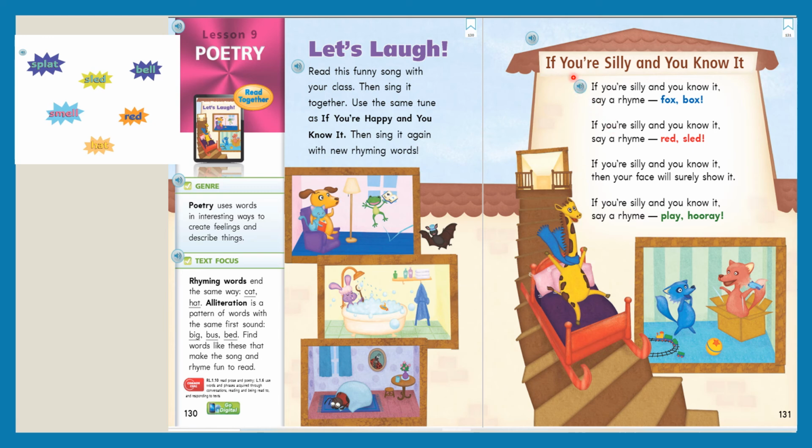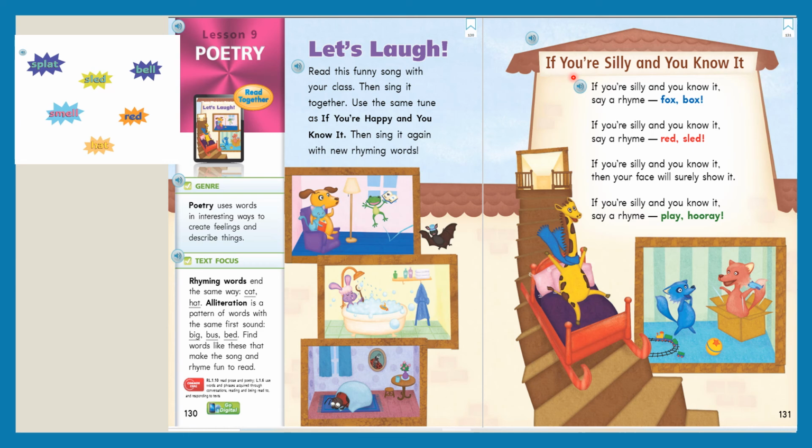Are you ready? If you're silly and you know it, say a rhyme. Fox box. If you're silly and you know it, say a rhyme. Red sled. If you're silly and you know it, then your face will surely show it. If you're silly and you know it, say a rhyme. Play hooray. Oh my gosh, that was so much fun.